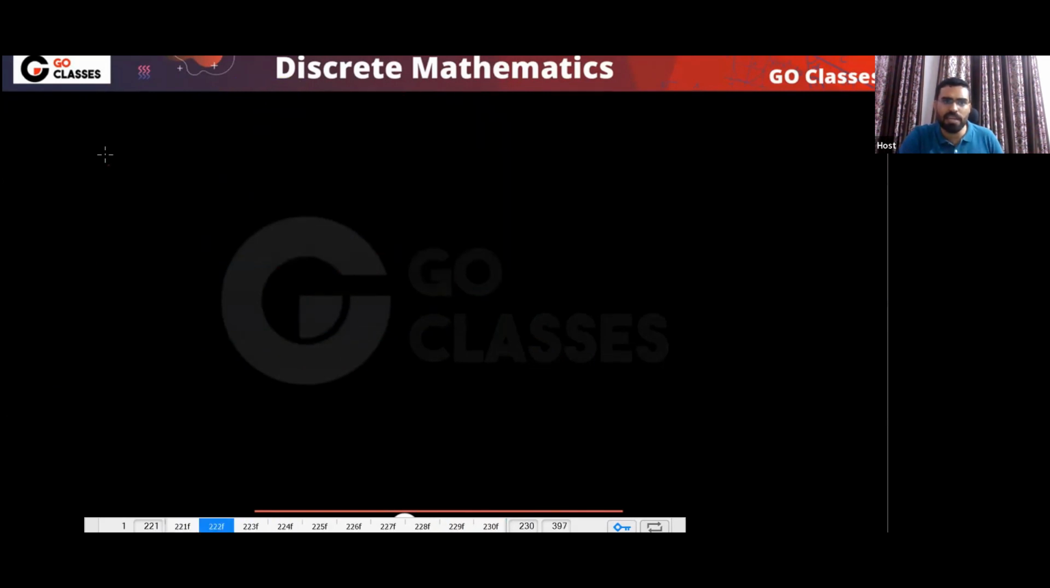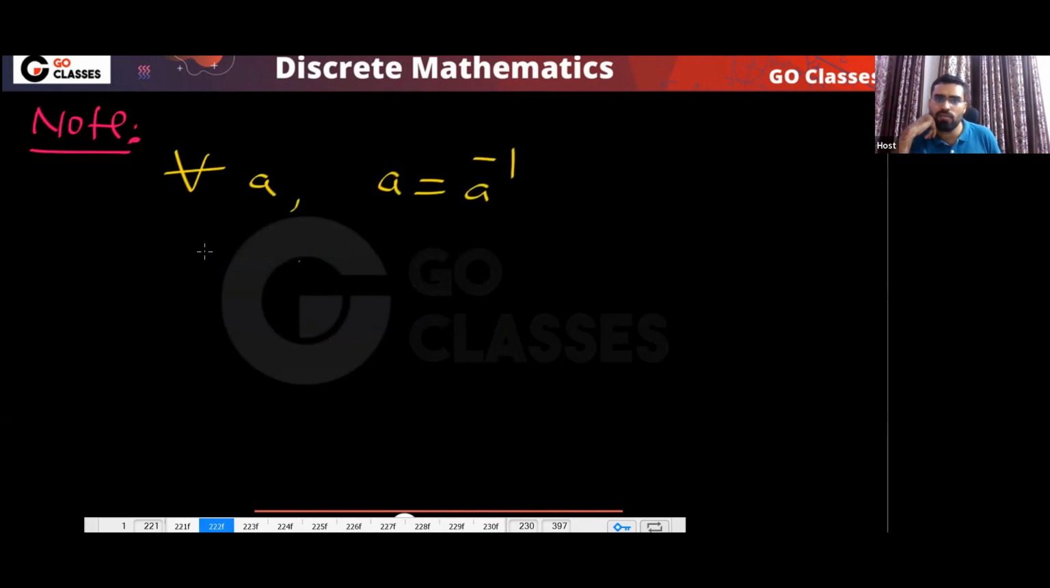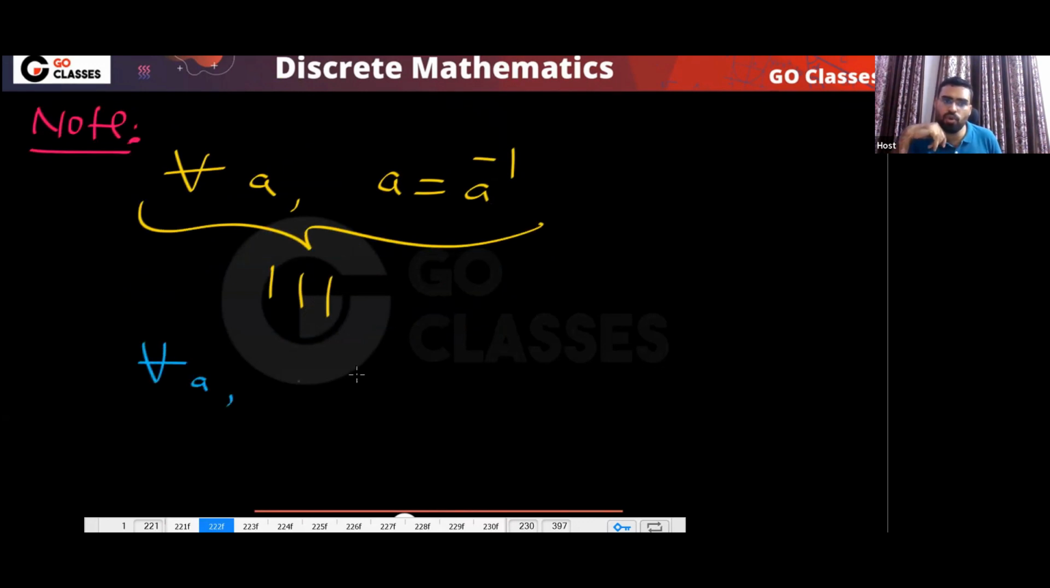This statement, can I write in another way? Every element is inverse of itself. How will I write this statement in another way? For all A, A is equal to A inverse. What is another way of writing this? I can say for all A, A square is equal to E. Yes or no?